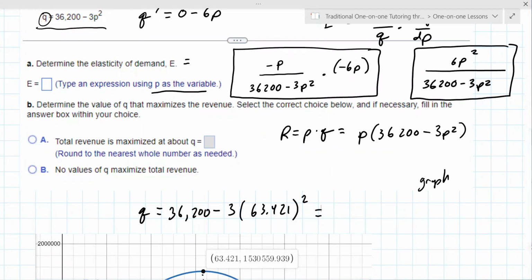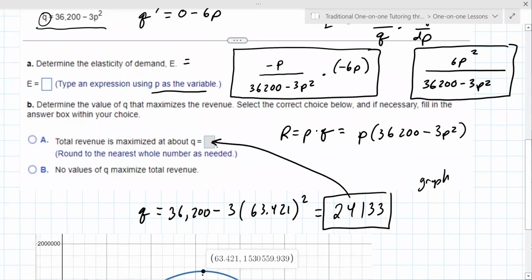So I've got to go back to another calculator. This is a fairly complicated problem to be the first one you've ever seen of this type, so I would certainly understand if it wasn't as clear as it could be. Okay, so this is round to the nearest whole number: 24,133, and that's this box right here.